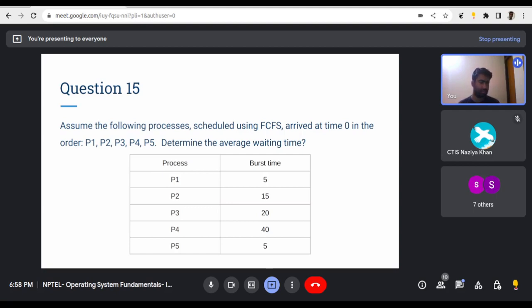This is a non-preemptive scheduling algorithm, so it will not preempt any process in between once it is given the CPU. Assume that all of the processes have arrived at time 0. These are the burst times that are given. So what is the average waiting time? You have to calculate the waiting time for P1, P2, P3, P4 and P5, and then divide by 5, since there are 5 processes. I will give some time for this numerical.